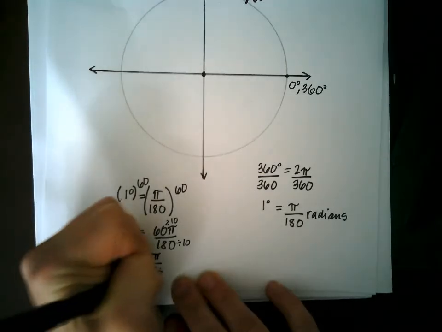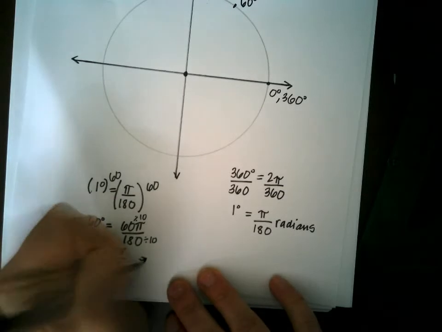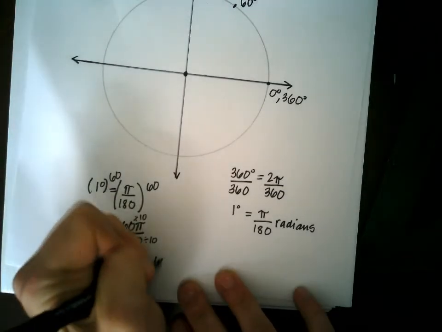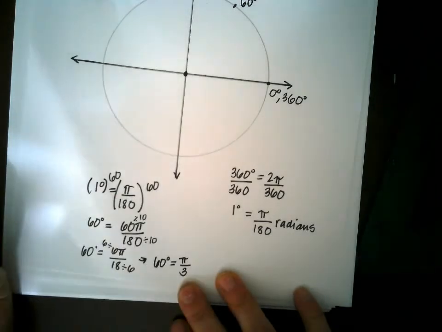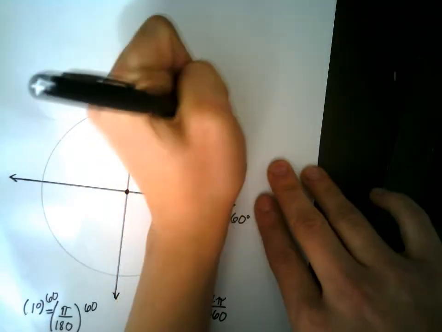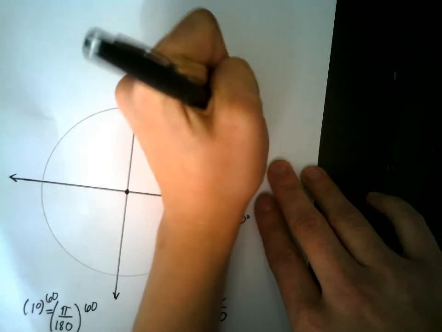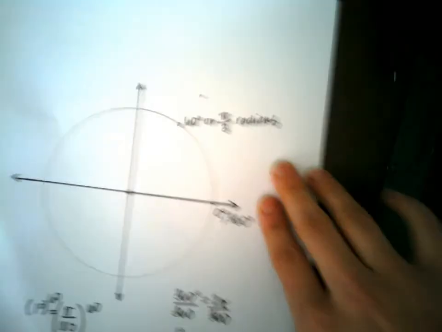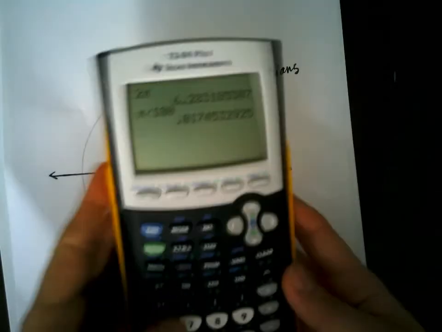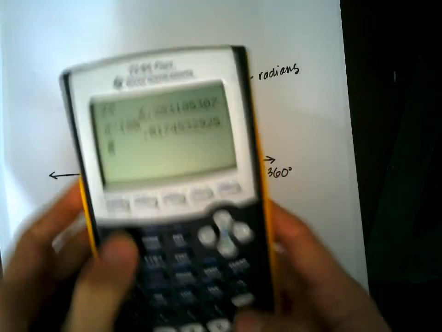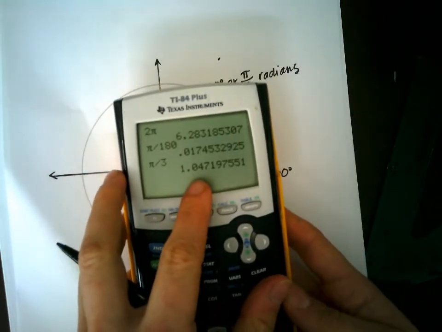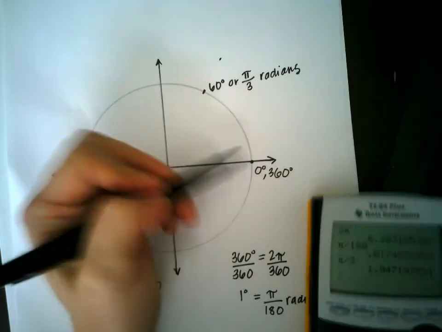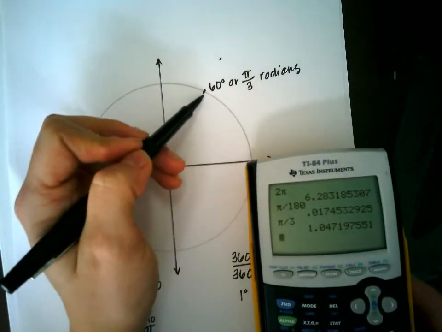So I'm just simplifying the fraction, and I end up with 60 degrees being equal to pi over 3. So 60 degrees is the same as pi over 3 radians. And pi over 3 is, you can see, just over 1 radian, so about 1.047 radians around the circle. So if I took the radius 1.047 times, I would end up with 60 degrees.